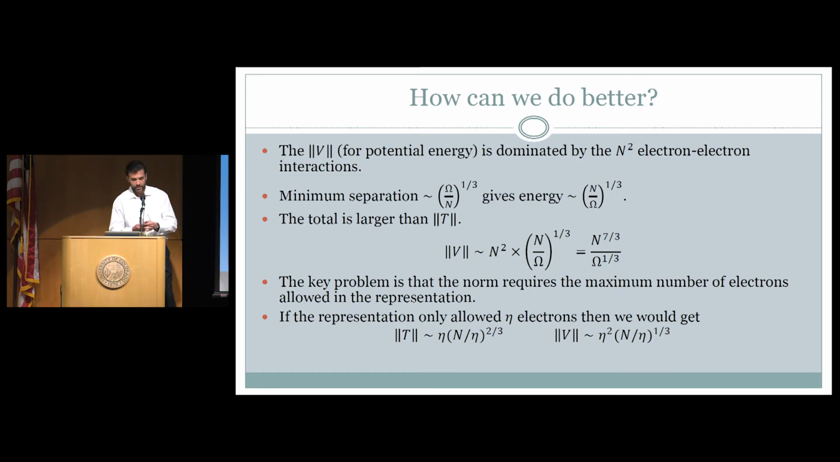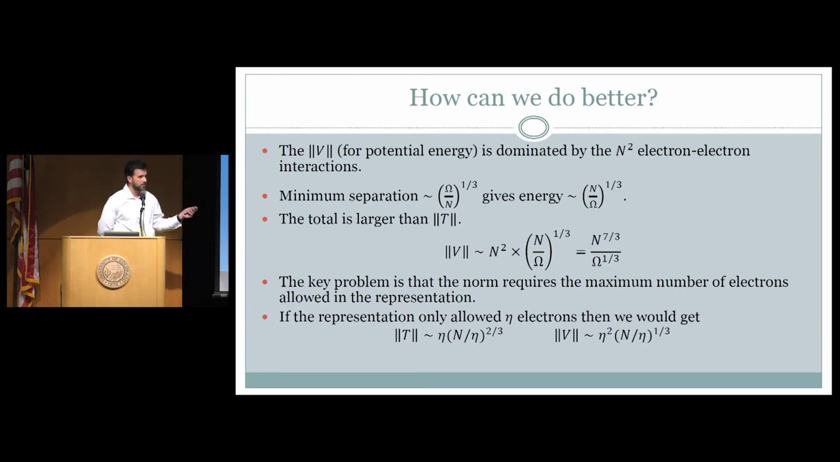So that gives you a norm for your potential term that's roughly going like n to the 7/3 there. So it seems a bit pointless to pay a cost for electrons that aren't really there. So what we'd like to do to get a better complexity is to use a representation where we only allow as many electrons as we actually have.